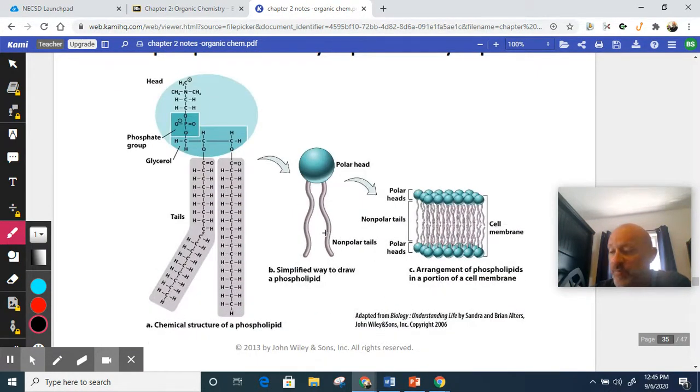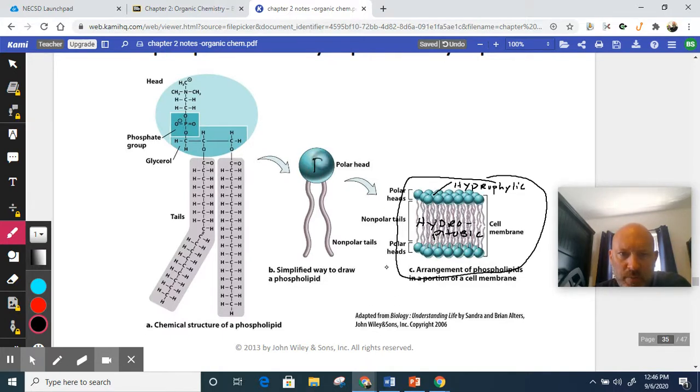So this is a good picture of the phospholipid bilayer here, of the cell membrane. Hydrophobic here. These are the hydrophobic fatty tails, and these are the hydrophilic phosphate heads, right? Hydrophilic. This is one, what's called phospholipid.